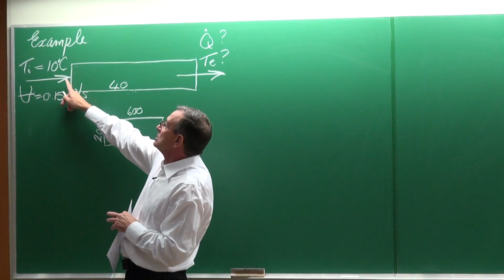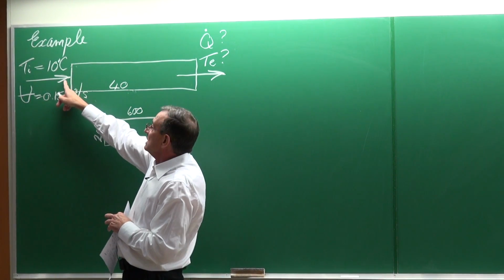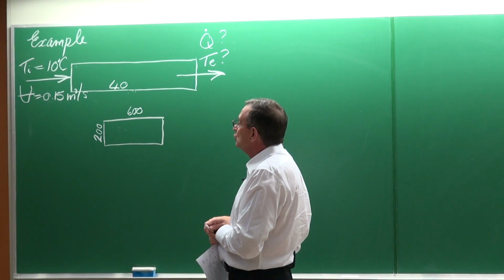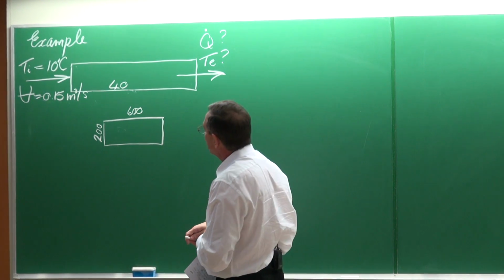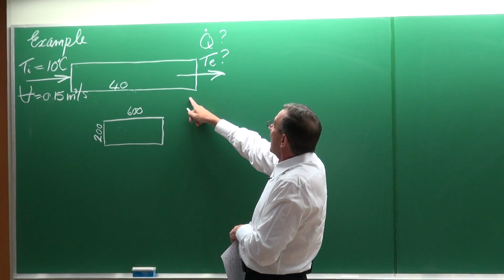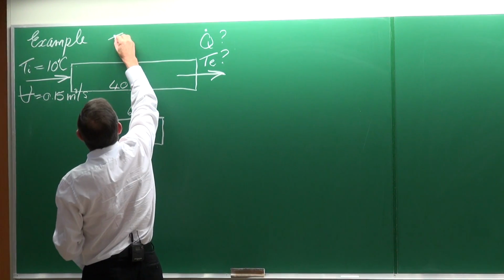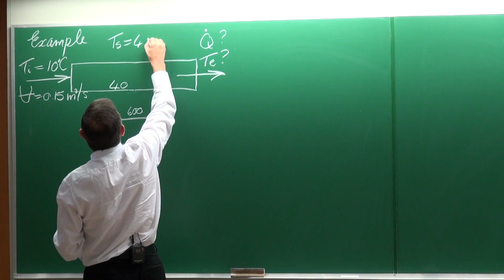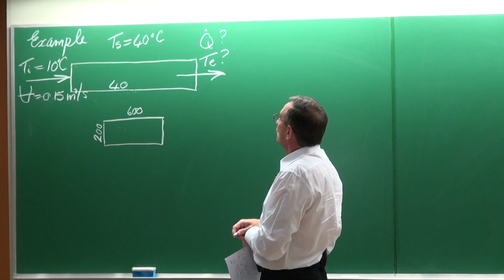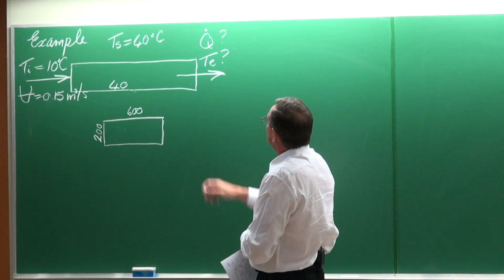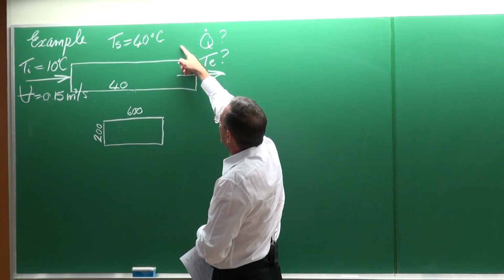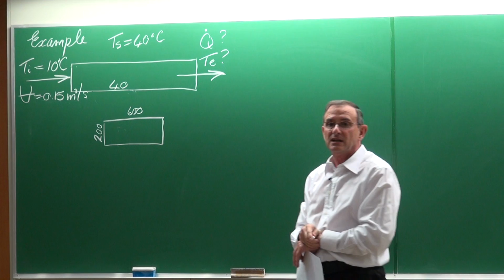The inlet temperature of the chilled air is 10 degrees Celsius, and the volume flow rate of the air is equal to 0.15 cubic meters per second. The duct is 40 meters in length, and the outside temperature is 40 degrees. The question is to determine the heat transfer rate from the outside to the inside of the duct, and what the outlet temperature will be.